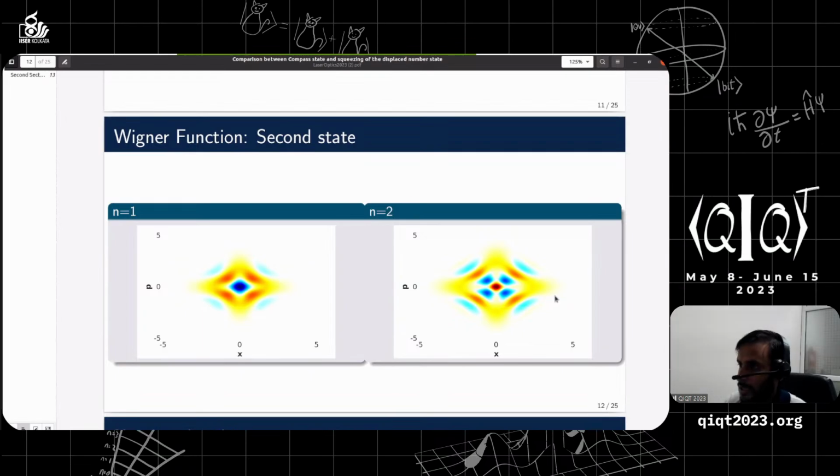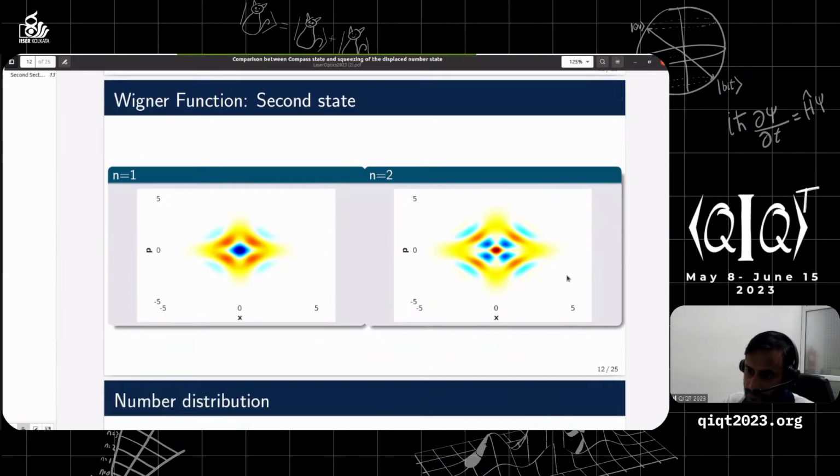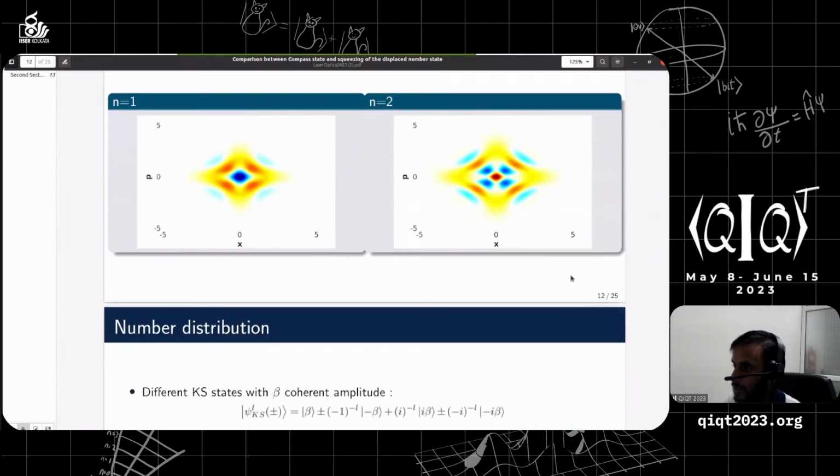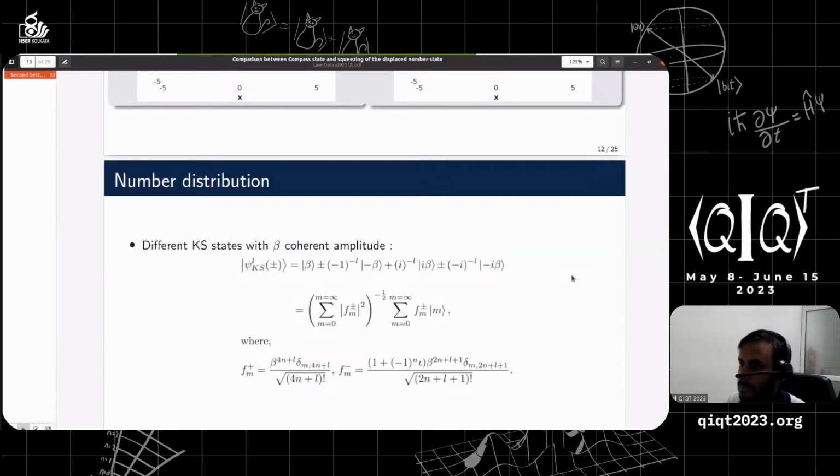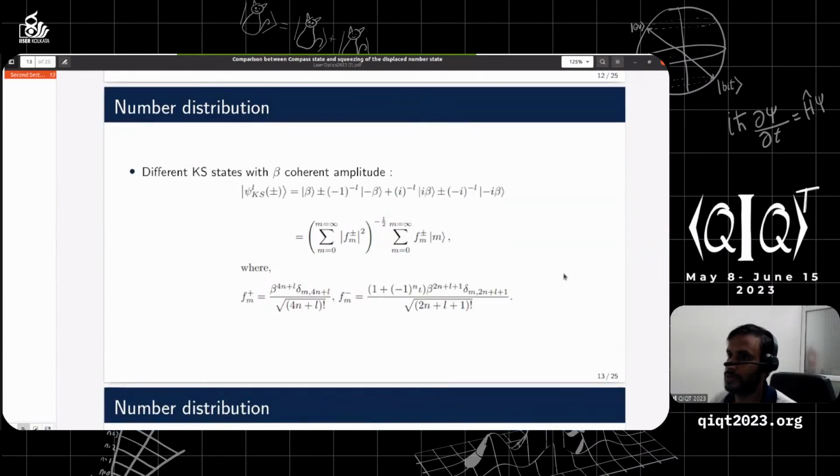So in this case, if we look at n equal to 3 or n equal to 4, you will see that more interference patterns will come out for our second state with the 4 Gaussian lobes. For another comparison, we did the number distribution. For the number distribution, we chose our initial compass state with different phases. So here the magnitude of (-1) raised to the power l defines different relative phases for our compass state.